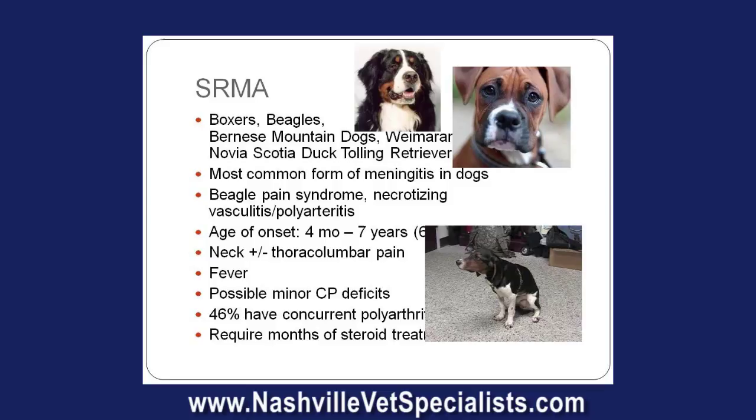And the most common presenting signs with this is going to be neck pain, plus or minus back pain, because it is a diffuse disease. About half of these animals may have a fever, and they can have some mild proprioceptive deficits, but for the most part, the predominant sign is going to be pain. So these animals aren't going to come in significantly paretic. They're not going to be down. They're usually not going to be having seizures. So these are the cases that you can diagnose with a CSF tap.